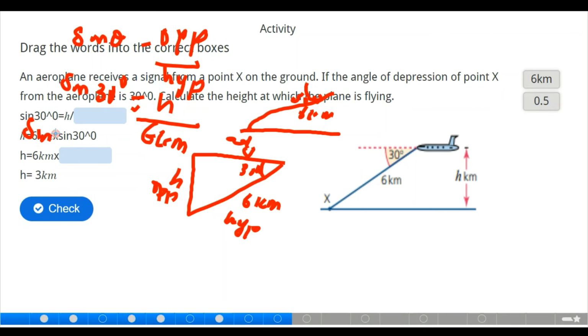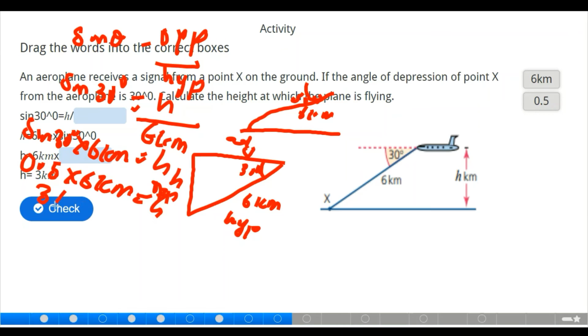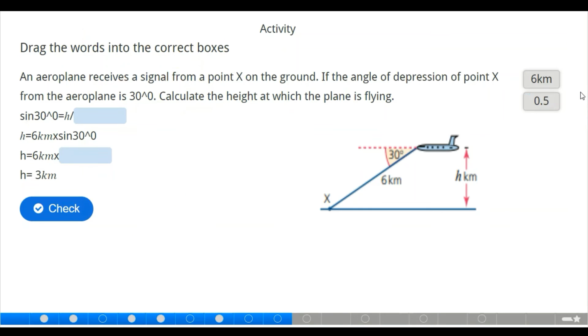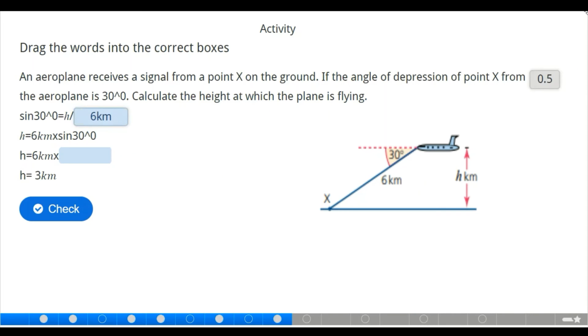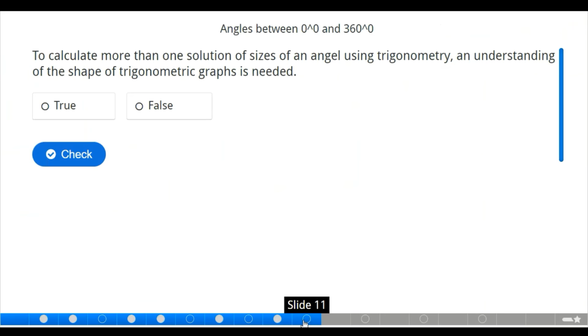So we cross multiply, we have sine 30 degrees multiplied by 6 kilometers equals h. So what is sine 30 degrees? That is 0.5 multiplied by 6 kilometers equals h. So 0.5 multiplied by 6 will give us 3 kilometers, so h is 3 kilometers. So let's read the right answer into the boxes. The hypotenuse here is 6 kilometers. Sine 30 is 0.5. And that gives us the solution to the problem.